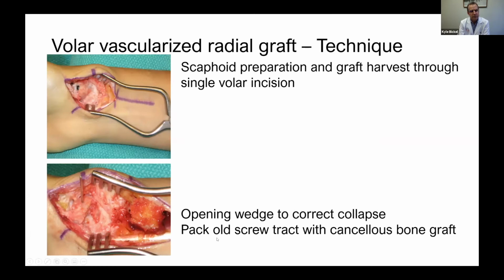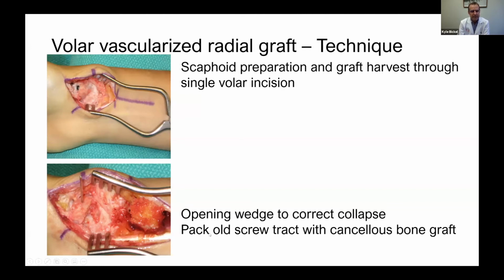You have to use the joystick not only to elevate the distal fragment and correct the humpback, but it's also used to correct rotation. There's a lot of pronation that occurs in the distal fragment in most acute and certainly in chronic non-unions. And so you want to correct both the longitudinal alignment and the rotational alignment.